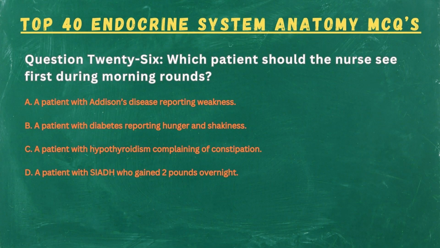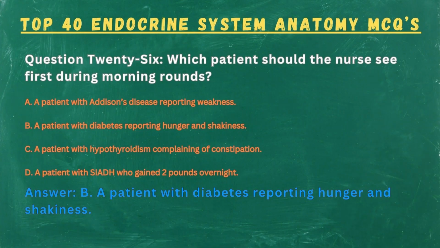Question 26. Which patient should the nurse see first during morning rounds? A. A patient with Addison's disease reporting weakness. B. A patient with diabetes reporting hunger and shakiness. C. A patient with hypothyroidism complaining of constipation. D. A patient with SIAD who gained 2 pounds overnight.